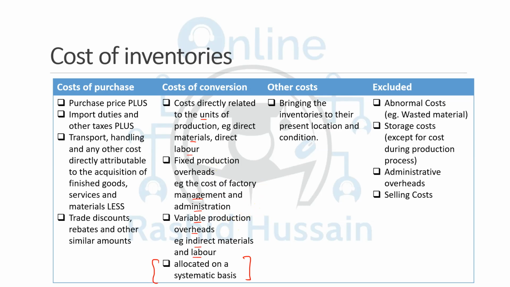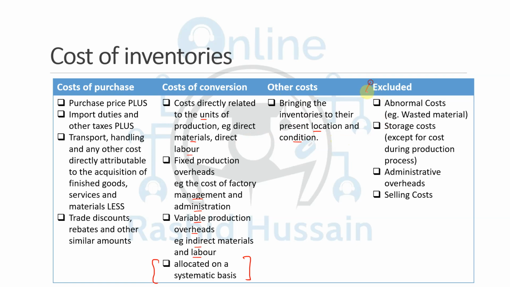So both the fixed production overheads and the variable production overheads are allocated to the cost of inventory. For example, the fixed cost is a huge cost. You cannot assign all that cost to one piece or one unit of inventory. Obviously, you need to allocate it on a systematic basis. And you have done this many times in your costing paper, so you understand this very well. And then the other costs are those to bring the asset to its present location and condition.